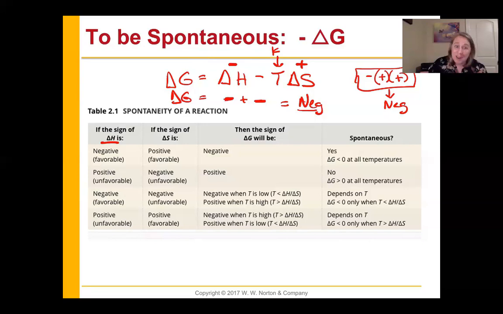If you have a negative delta H and a positive delta S, you're going to have a spontaneous reaction. So if delta G is negative, it's going to be spontaneous at all temperatures. Your book has this table, but for me, as long as you understand delta G is equal to delta H minus T delta S, if you can write that equation, you can figure out what happens if delta H is negative, what happens if delta S is positive, and vice versa. So you really only have 4 different ways to think about it.